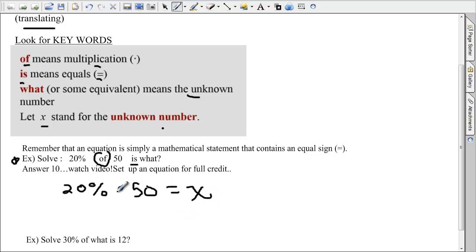Okay, so now that I've translated it and set up an equation, I can simply solve it. By the way, 20% as a decimal means 0.20. We need to know what 0.20 times 50 is, and that will equal x.